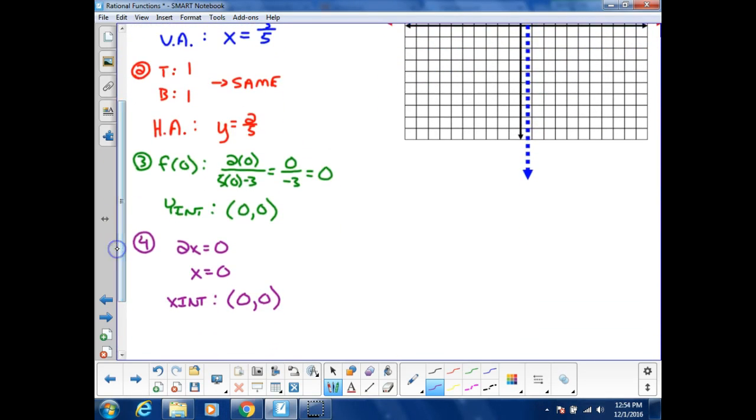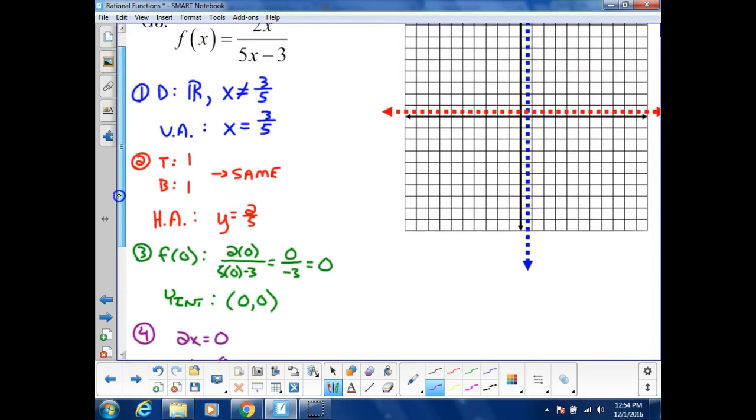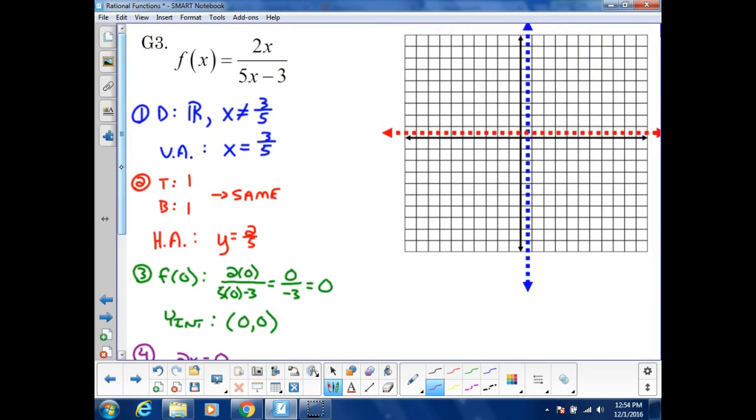Will the x-intercept always be 0? No. Oh, if it's 2x plus 1. There you go.